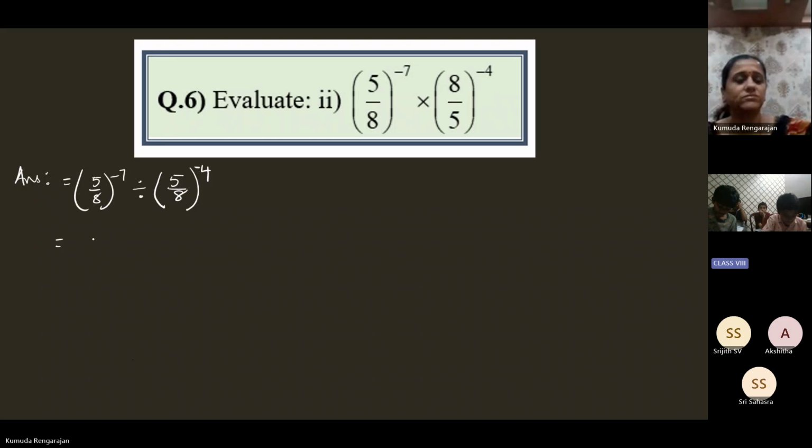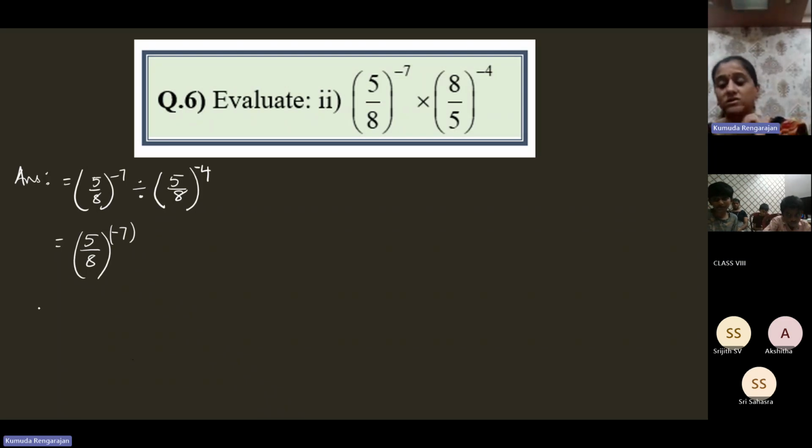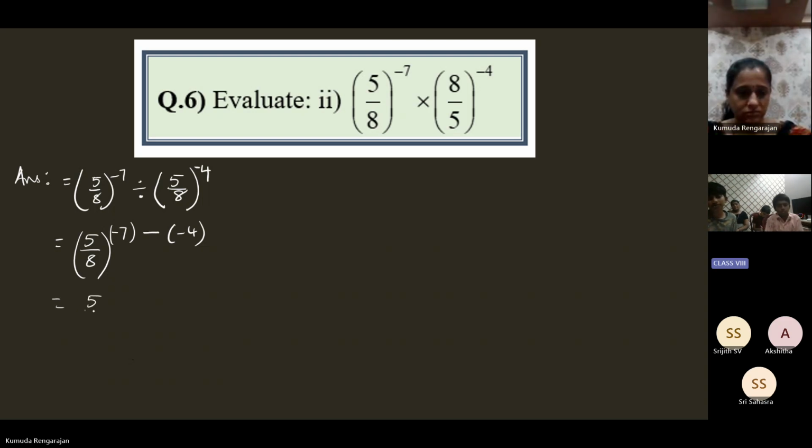Next step is 5 by 8 to the power minus 7 plus 4, because minus into minus is. No, I want the step. Minus 7 in one bracket and then minus 4. Yeah, correct. Next step. Next step is to remove the bracket, ma'am. 5 by 8 to the power minus into minus, minus 7 plus 4, which is equal to 5 by 8 to the power minus 3.